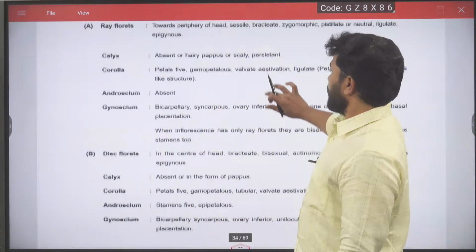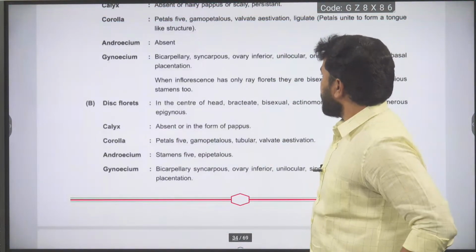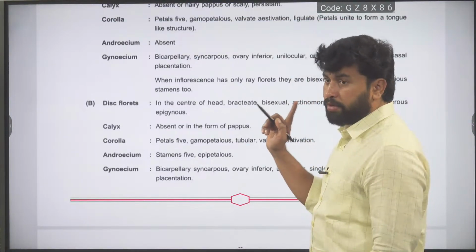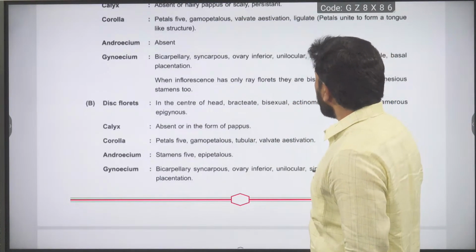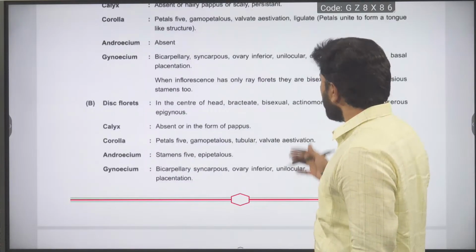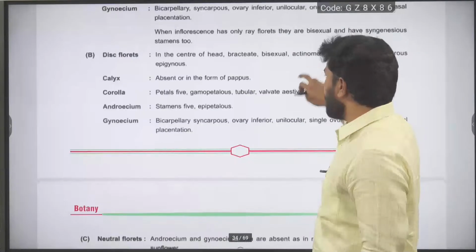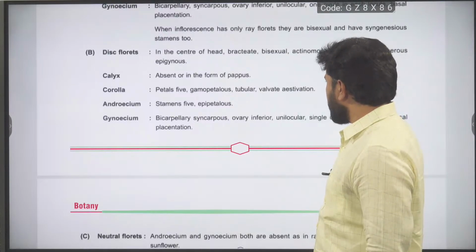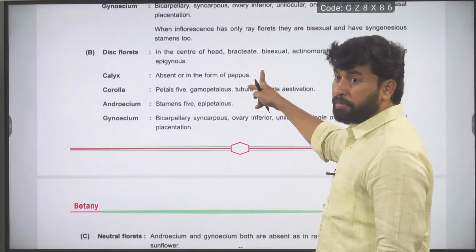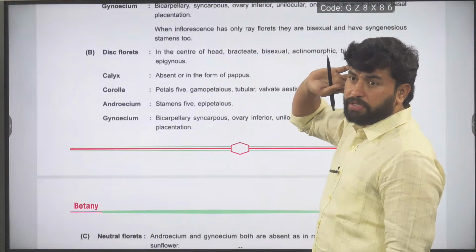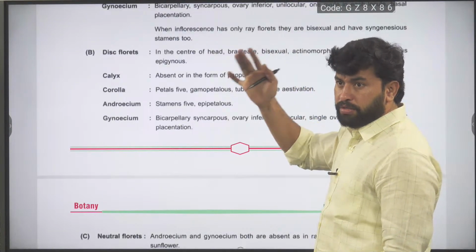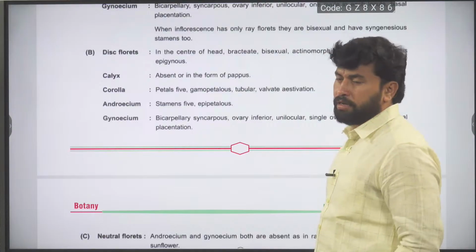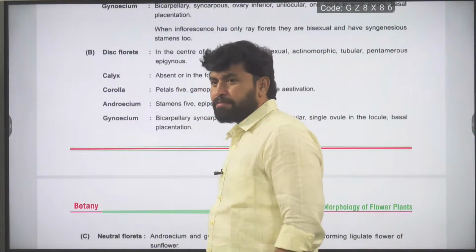Okay. Next one. Bicarpillary syncarpous, ovary is inferior, unilocular, inferior, and you have to underline that word. When the inflorescence has only ray florets, they are bicyclic. Forget about disc florets. In the center of the head, bracteate, bisexual. Underline that word, bisexual, because ray florets are generally female flowers, they are unisexual. Actinomorphic, tubular, pentamerous, and epigynous.